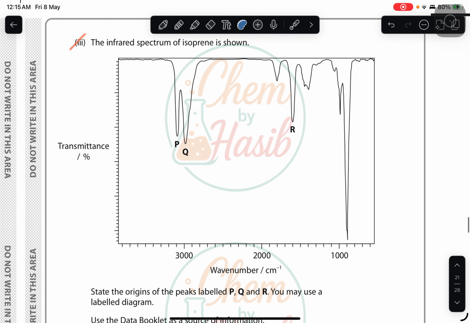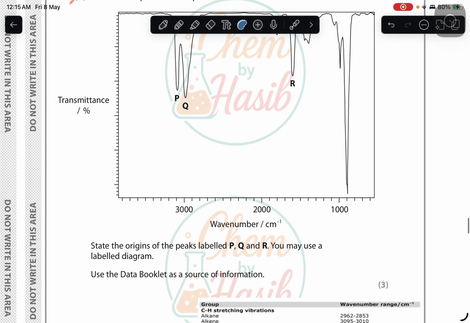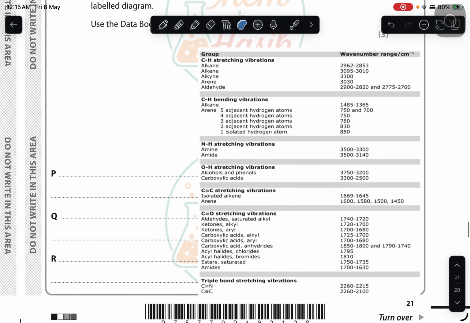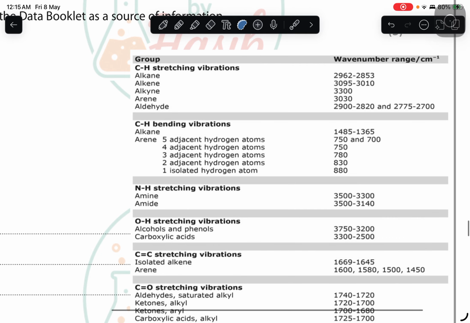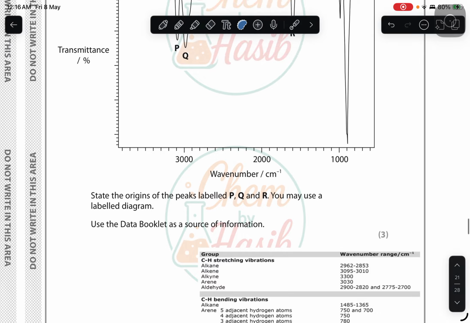Then we move on to question number 3. State the origins of the peaks labeled P, Q and R. You may use a labelled diagram. Now, if you want to find P, Q and R, you have to look at the data booklet. I have already brought this part of the data booklet here. This represents the absorptions, the wavenumbers for the different absorptions from the data booklet.